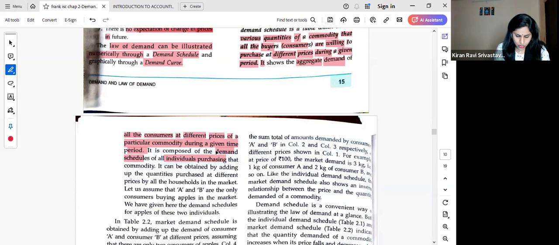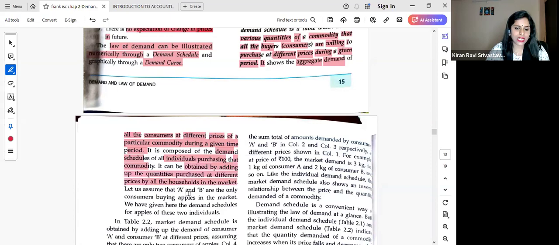Okay, so it's not composed, the word in the book is wrong. It's not composed, it's combined demand. The word here is combined. Please cut it and make it correct. It's the combined demand of demand schedules of all individuals purchasing that commodity. It can be obtained by adding up the quantities purchased at different prices by all the households in the market.